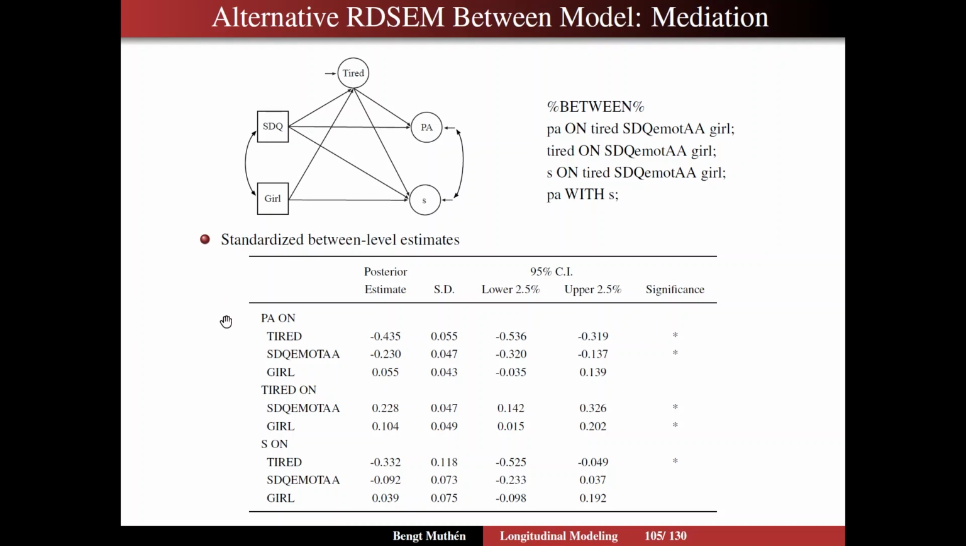So the standardized between level estimates then would be PA on tired minus 0.435, and then tired on SDQ 0.228. So the product of those two would be the indirect effect controlling for gender. So that's 0.2 times 0.4, so that's 0.08, or maybe minus 0.09, which is then smaller than the direct effect PA on SDQ, the direct effect here. But that's how you can think about it, showing the facility of a mediation model on between, if you want to.